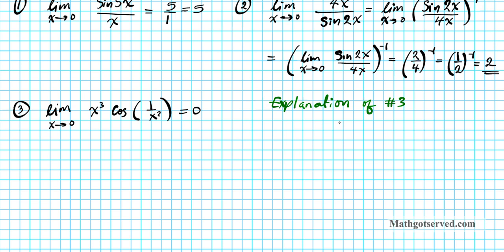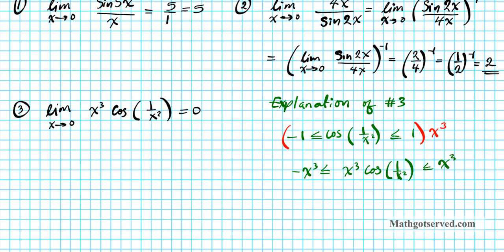Okay? So if you take a look at number 3, we want to focus on the cosine expression. We know that the cosine has a range of 1 and -1. The maximum output of cosine is 1, and the minimum is -1. So cosine is bounded between these two values. All right, so what if we multiply this entire expression by x to the third? What happens? So we're going to distribute this x to the third to all 3 terms. So our inequality becomes -x to the third is less than or equal to x to the third cosine 1 over x squared, which is less than or equal to x to the third.